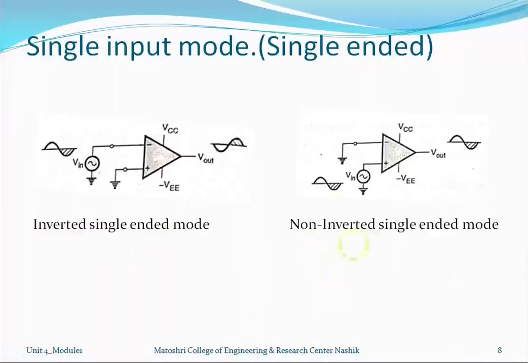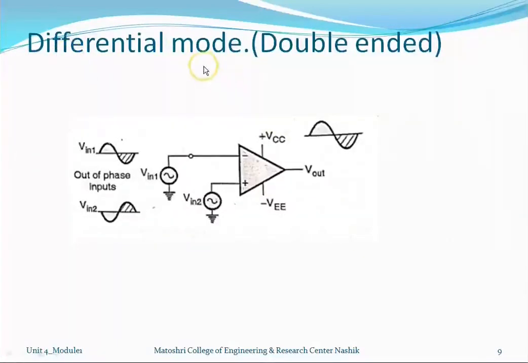Now the second mode of operation is the differential mode. We also call it the double-ended mode. As the op-amp IC has 2 inputs, in differential mode two opposite polarity signals are applied to the 2 inputs of the op-amp. Here it can be shown as V input 1 and V input 2, which are out of phase.